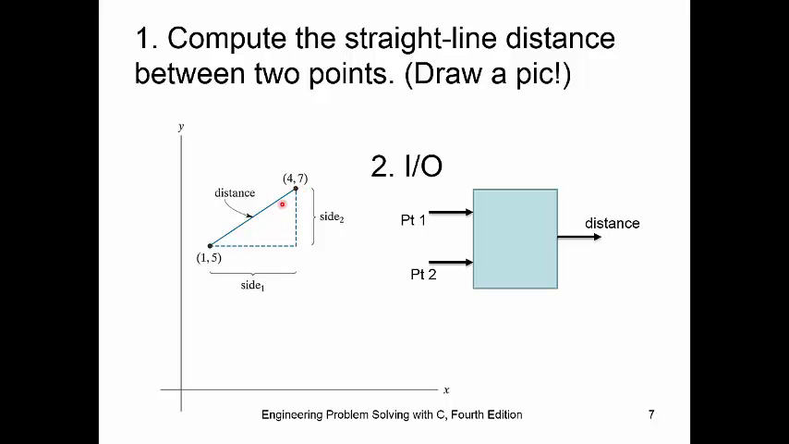Step 2, define what your input and output parameters are. My input is this point, so I could call it point 1, point 2. And what do I want my program to output? I want my program to output the distance between those 2 points. Right here is my program, some algorithm that computes the distance and then outputs it to wherever it needs to output to, a file, the monitor, wherever.